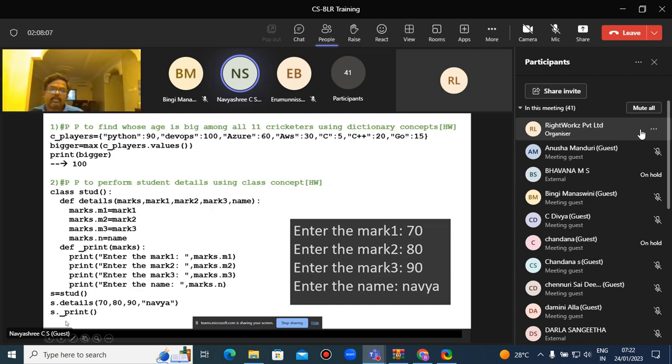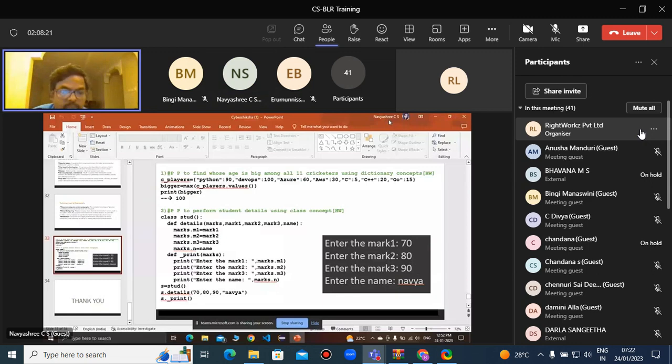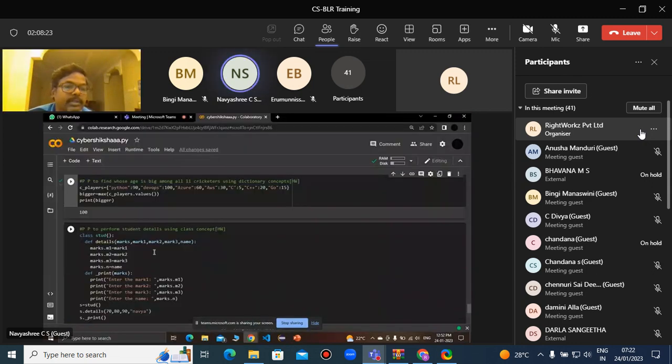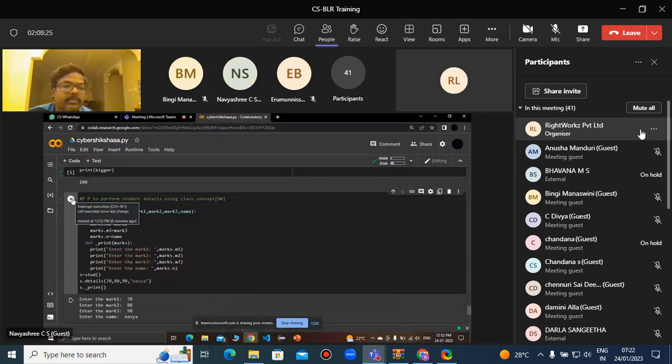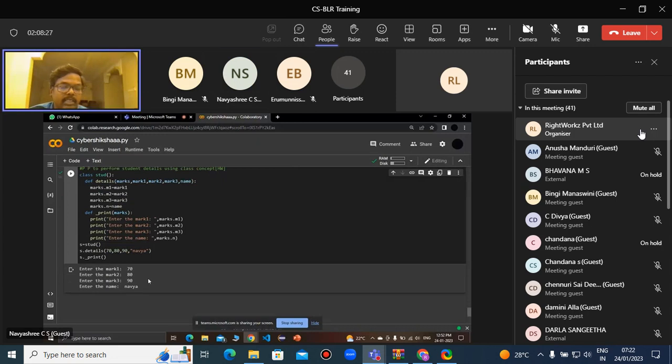So once we start, it will print the marks of three subjects and the student name, which I will show. You can execute it. See, it will ask, we have entered in the print statement, enter the mark 1.